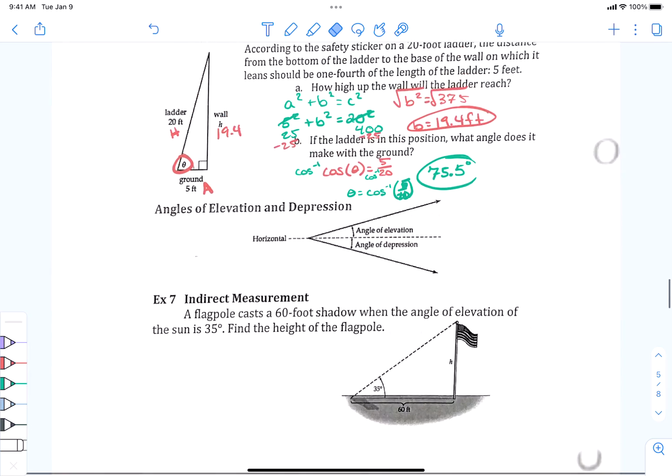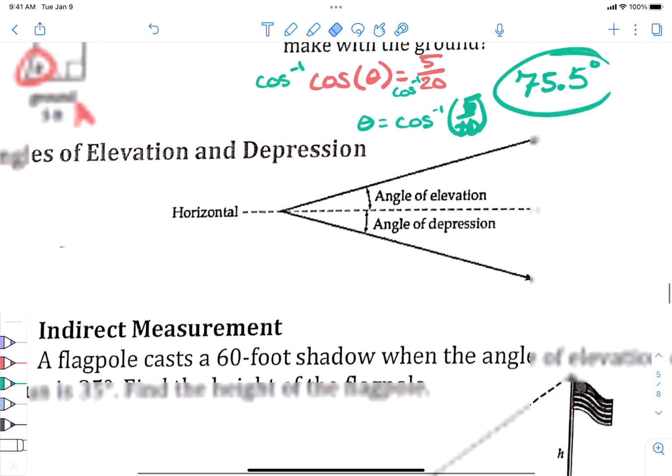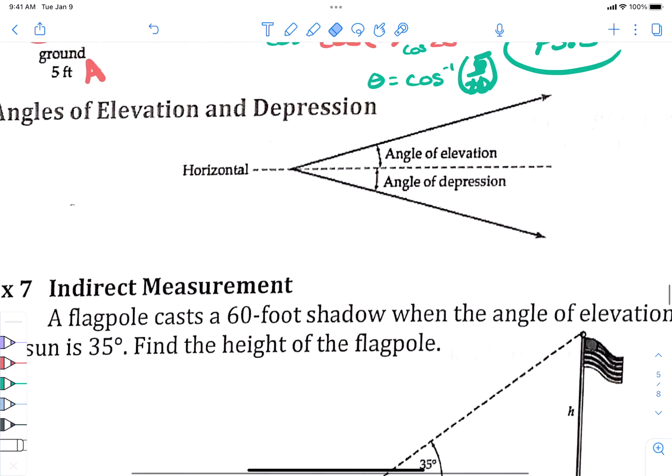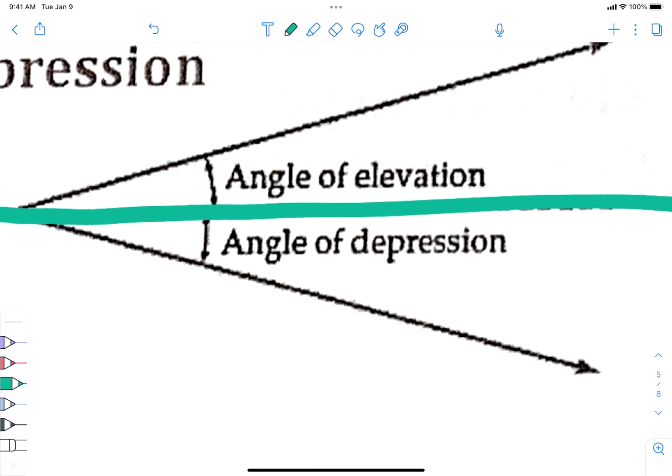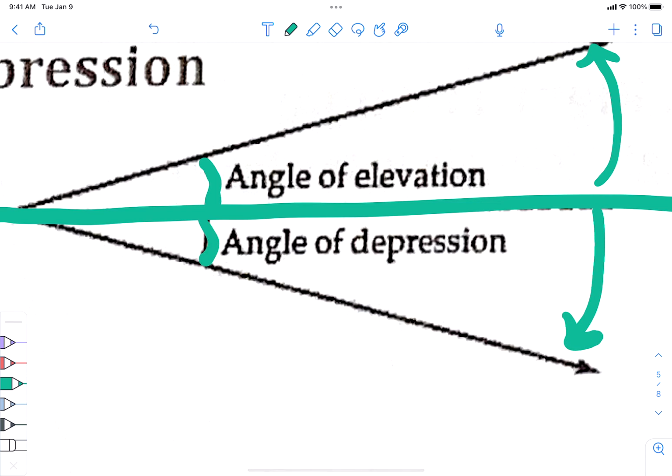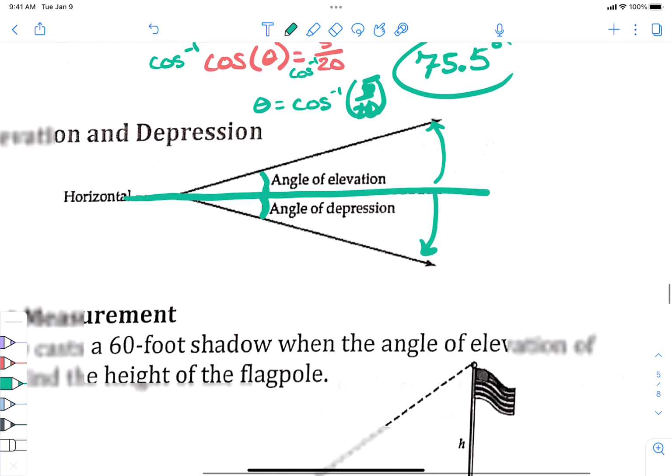Last thing. They have angles of elevation and angles of depression. When they're talking about an angle of elevation, they're talking about it in relationship to the horizontal distance. If you elevate, you raise up. This is an angle of elevation. If you depress, you go down, and that is an angle of depression. So when they're using that terminology, especially if you have to draw this yourself, elevation is going up, depression is going down, all right?